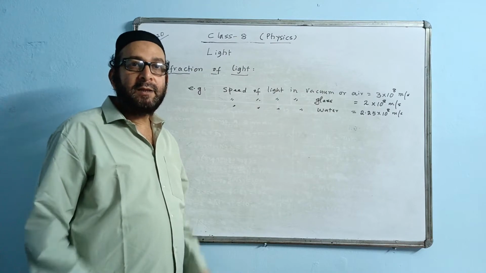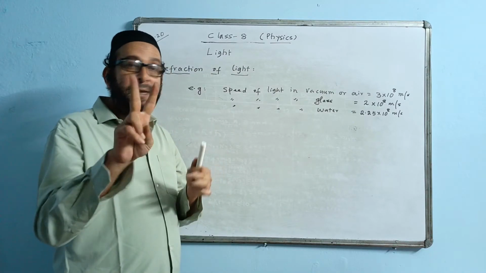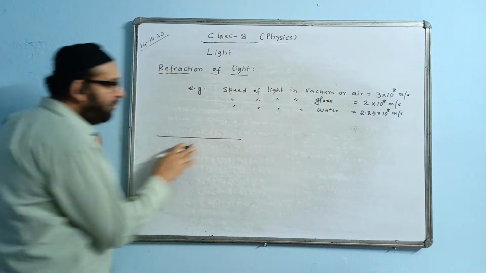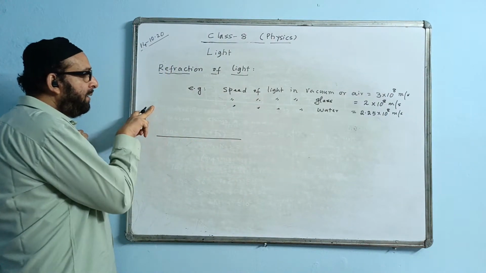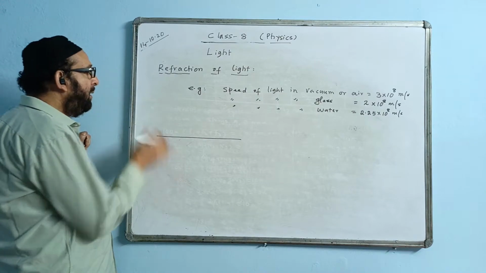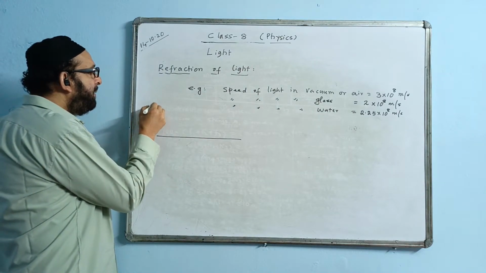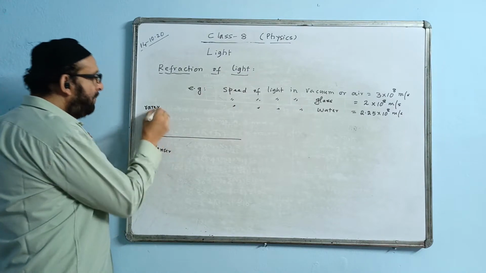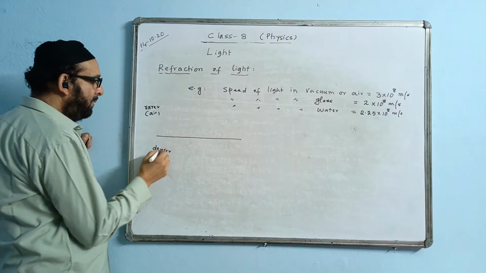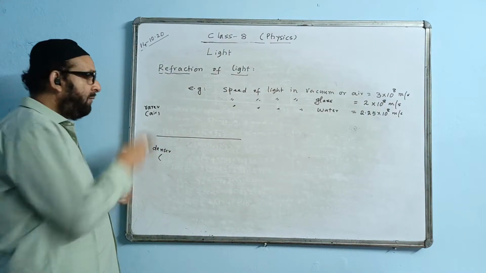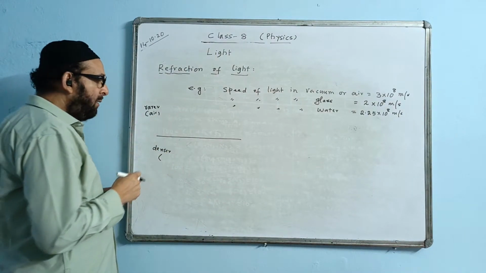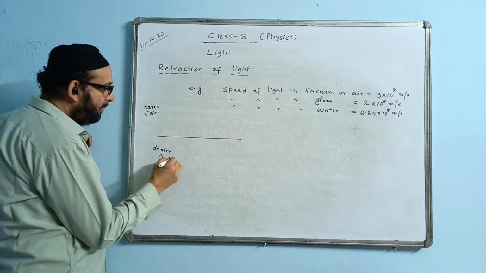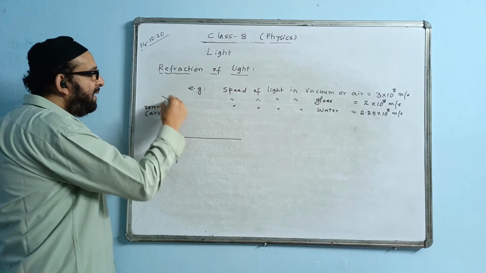Refraction of light takes place at the surface separating two media. We have a surface boundary, which we call the boundary of the surface. One medium here, another type of medium here. This medium may be a rarer medium, and this medium may be a denser medium. An example of a rarer medium can be air. An example of a denser medium can be water, or glass. Suppose this is water here. A ray of light is traveling in this way.